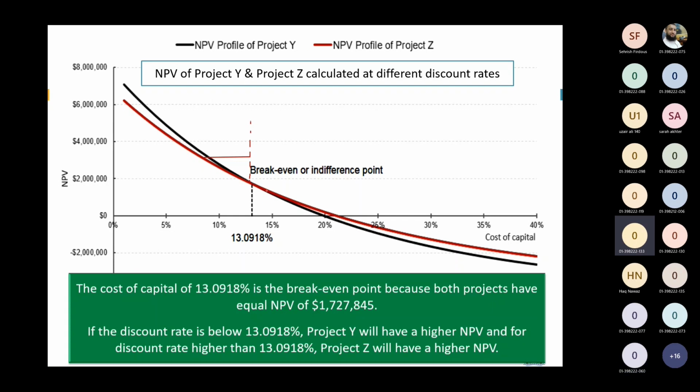Very right. NPV gives you a clear-cut indication, it gives you the amount, actually, right? The amount that you are getting in return. So you're very right, sir. Okay, so now here, if you see, this is the break-even or indifference point. And what is that indifference point? At this rate, we will get NPV of both the projects equal, right?